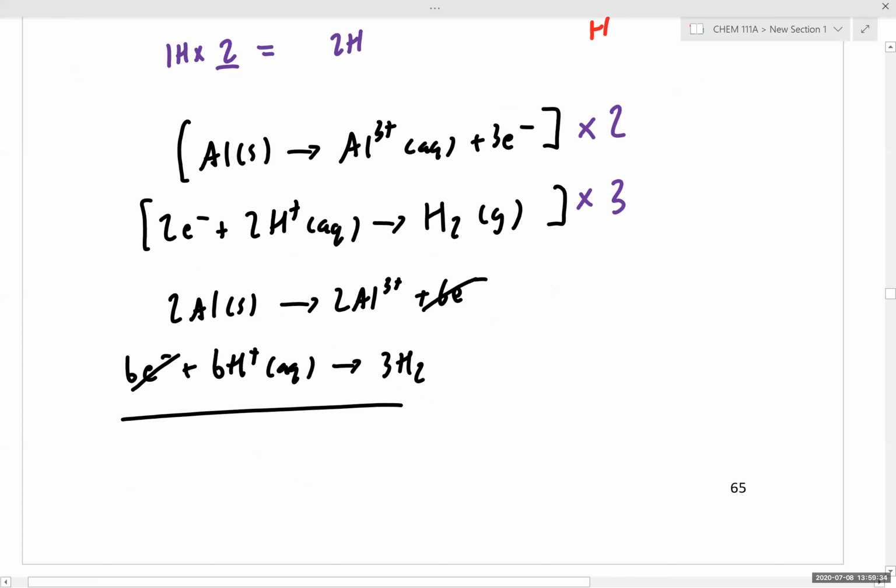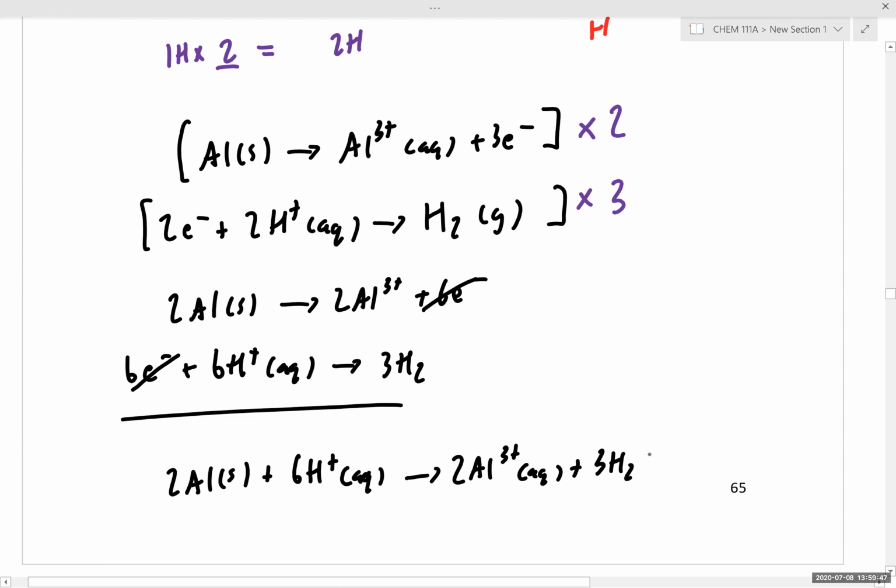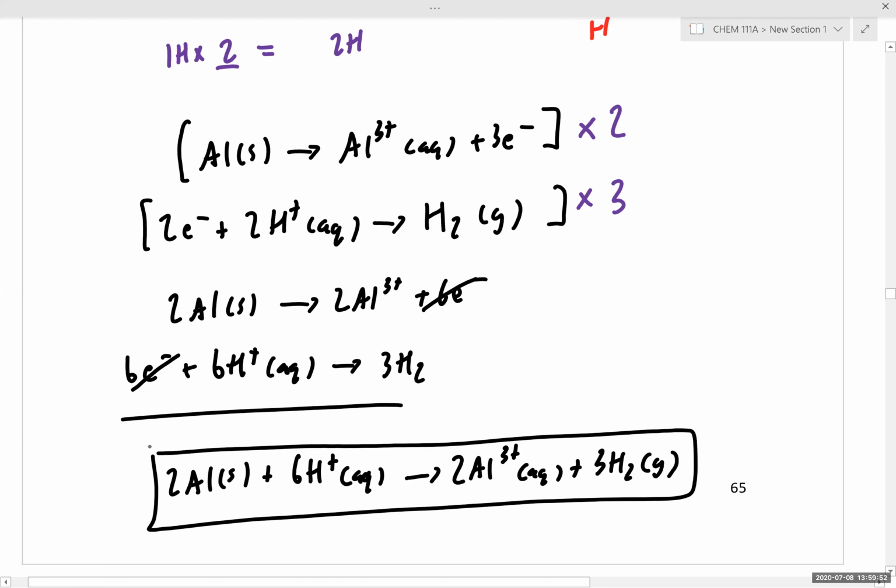So when we add this equation together, we get 2 aluminum solid plus 6H+ aqueous leads to 2 aluminum 3+ aqueous plus 3H2 gas. And here we go. That's our balanced chemical equation. Notice a key feature is that redox reactions have to be balanced with respect to electrons. They cannot just be balanced with respect to atoms.